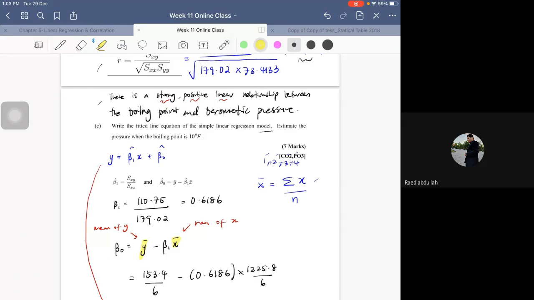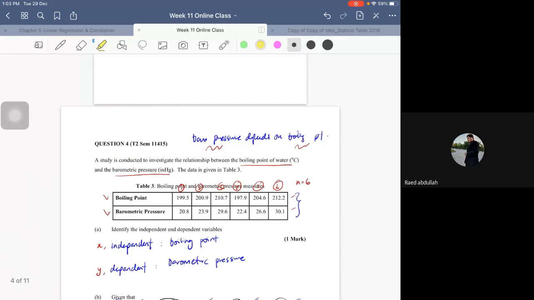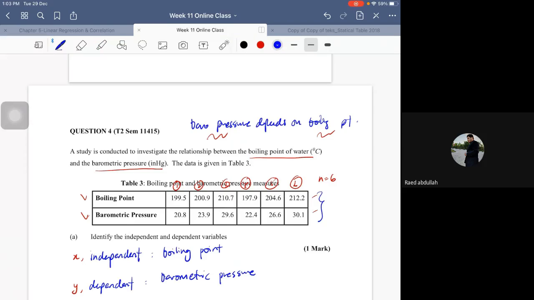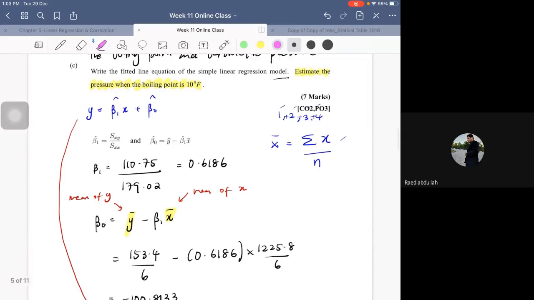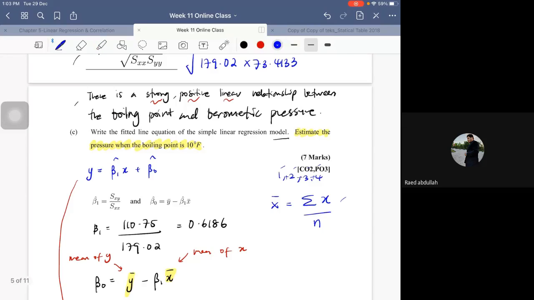The question said over here, estimate the pressure when the boiling point is 10 degrees Fahrenheit. Why is it in Fahrenheit? I think this question is wrong. If you notice right here, it's been written that the boiling point is given in degrees Celsius. It doesn't make sense to say 10 degrees Fahrenheit. So this is actually wrong. It should be in terms of 10 degrees Celsius. This is not physics. We're not trying to make you change the unit and so on. There's no such thing in stats. Whatever we give you, you use that value.